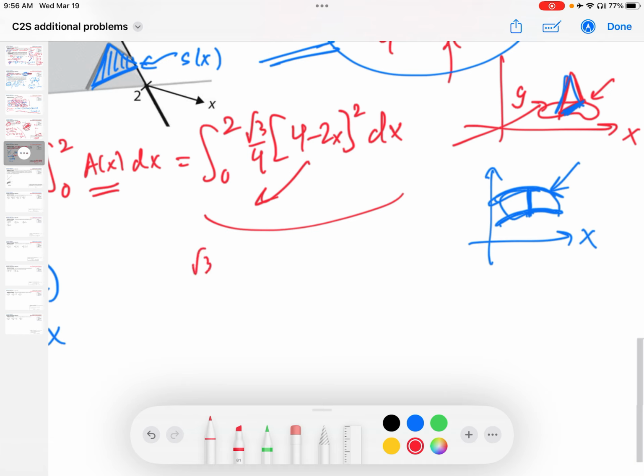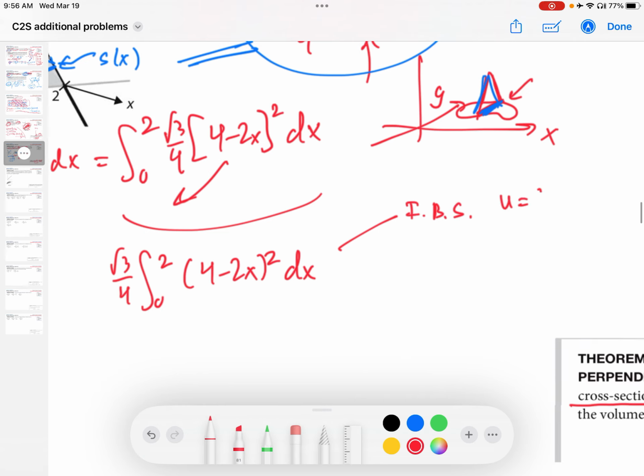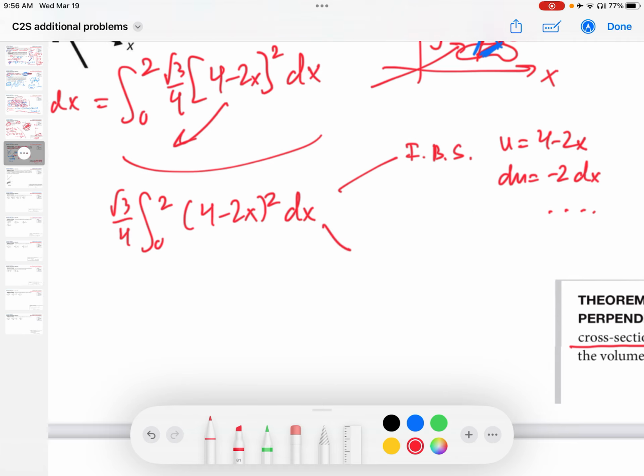Okay, so I'm going to pull out the root 3 over 4, integrate from 0 to 2, and I am just squaring this out. A couple of things you could do for this integral. If you don't want to square it out, you could use integration by substitution. You could, for example, let u equals 4 minus 2x. du would be negative 2 dx, and then go off and do the substitution. Or you could do what I'm going to do here, the more straightforward approach, and just square this out.